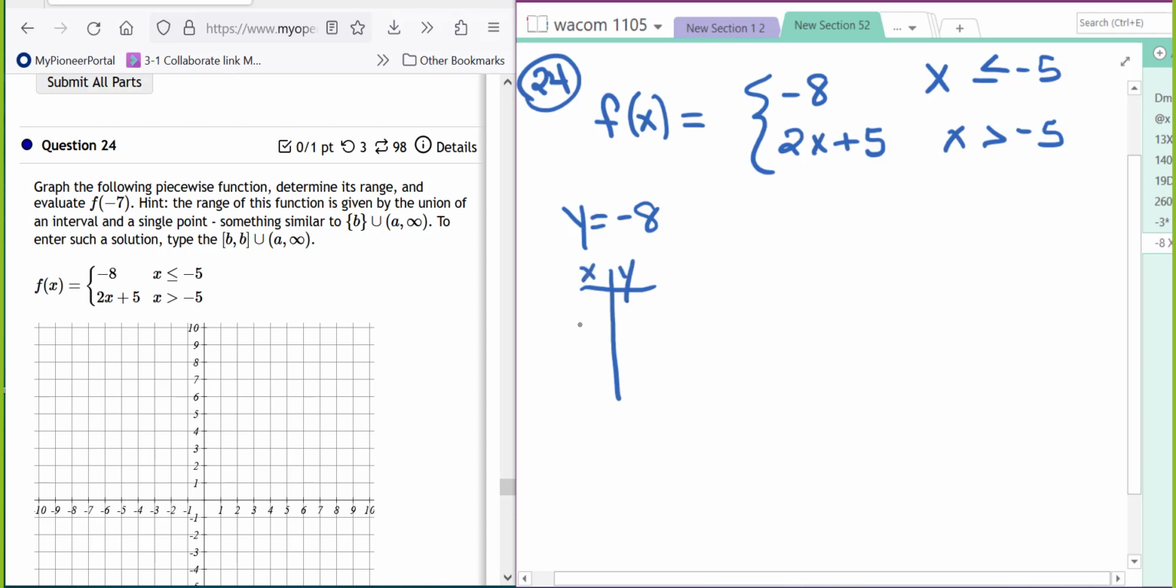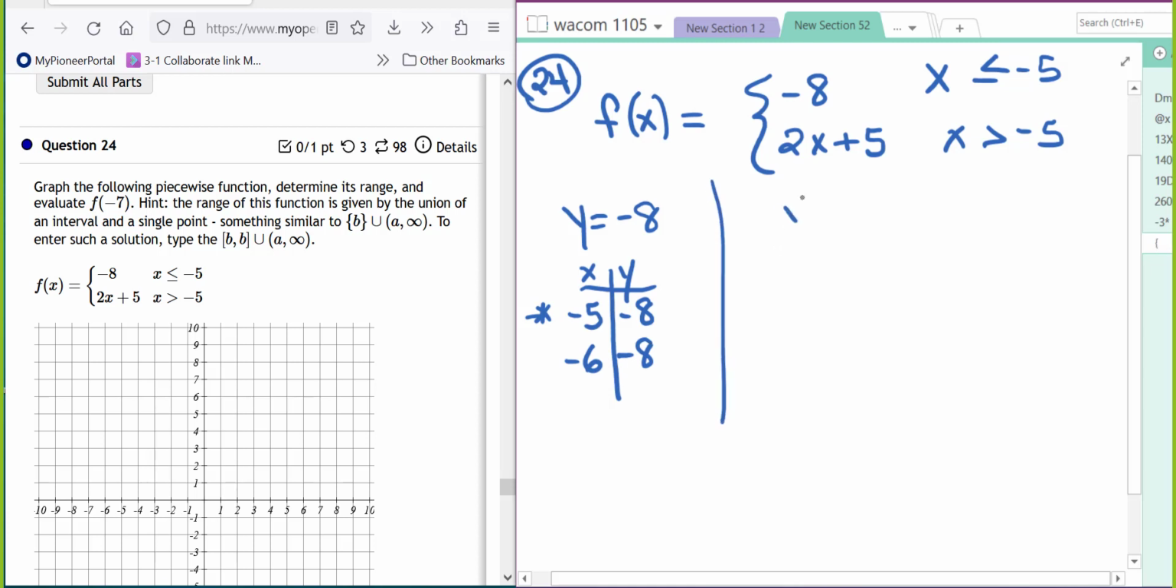And we need to use -5 at the start, and this one's going to be closed. The y has to be -8. For another value, we need to be less than -5. So on that negative side, remember that would be like a -6. Right, so that's for our first one.